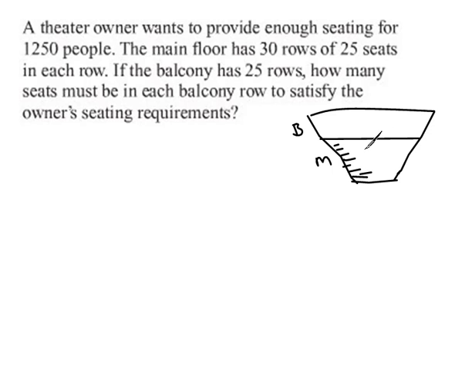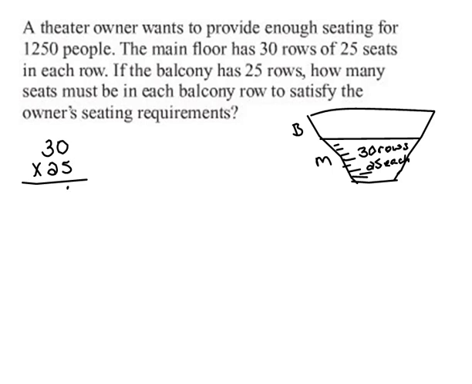Okay, here's our main floor, and it says it has 30 rows, so we have 30 rows throughout here. 30 rows of 25 seats each. So 30 rows, 25 seats each. Well, can we figure out how many seats that is right there? Sure we can. If we've got 30 rows of 25 seats each, that's a multiplication problem.